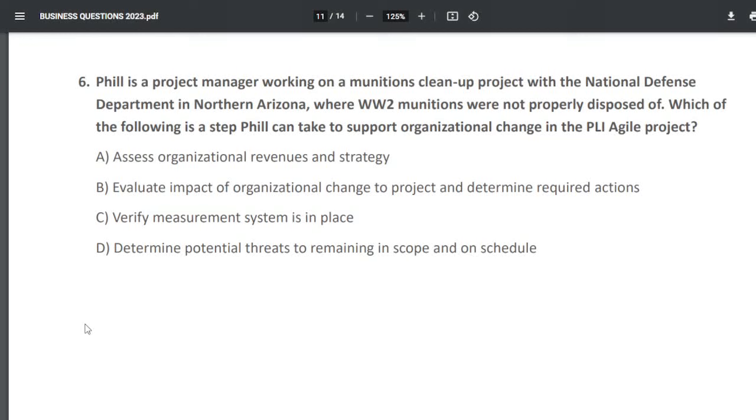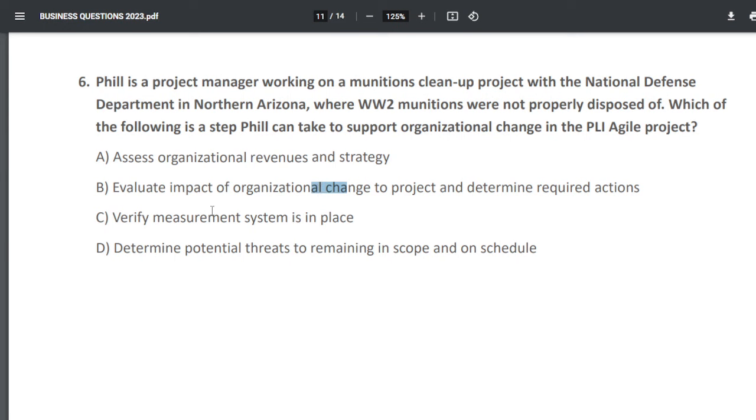Number 6, same scenario. Which of the following is a step Phil can take to support organizational change in the PLI project? Hit the pause button, take some time. Here's the answer. So we're talking about organizational change. What is a step you can take to support change in the firm? It wouldn't be assessing revenues and strategy. Revenues don't really have much to do with this topic of change right here. Evaluate the impact of organizational change to the project and determine required actions.